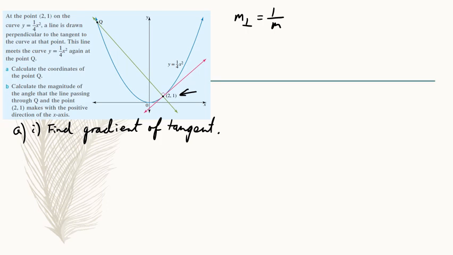So let's find the gradient of a tangent. How do we do that? Well, always take the derivative, because the derivative gives us the gradient at any tangent. So if you take the derivative, we have a half x, then sub in the point where x is equal to 2, then dy/dx is a half times 2, which is a 1. Should probably put all the steps in.